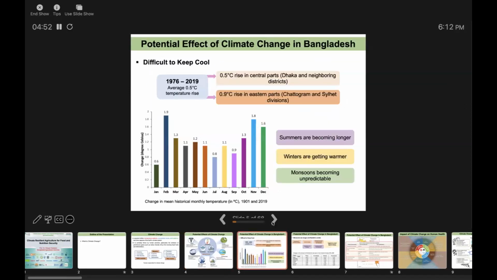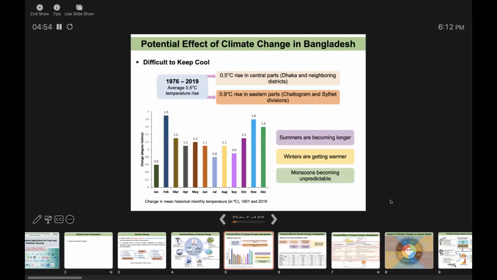So if we check how climate change in Bangladesh is causing changes in daily temperature, the average temperature rise from 1976 to 2019, we can see that the central part of this country has a rise of 0.5 degrees Celsius, whereas in the eastern part, in the Chittagong and Sylhet divisions, the rise is around 0.9 degrees Celsius.